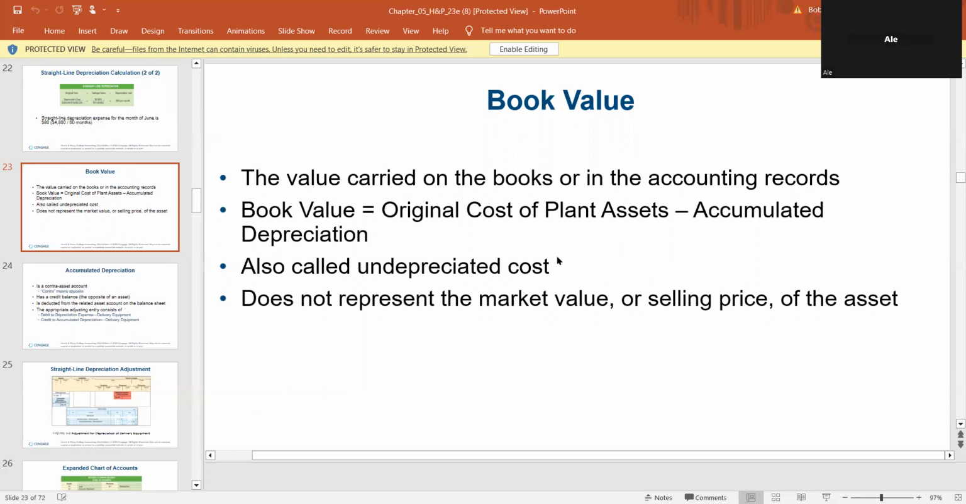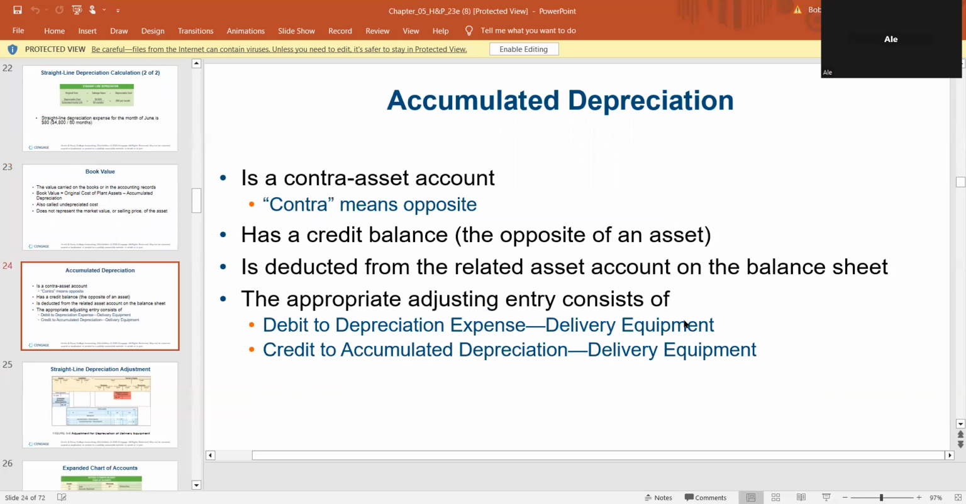Book value, it's the undepreciated amount. And keep in mind, it has nothing to do with the market value or selling price of the asset, as I told you in that example. Let's understand accumulated depreciation, a contra asset account. Contra means opposite. It has a credit balance. It goes up with a credit. It's deducted from the asset account to get the net book value.